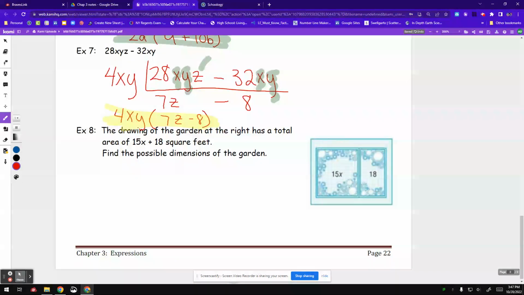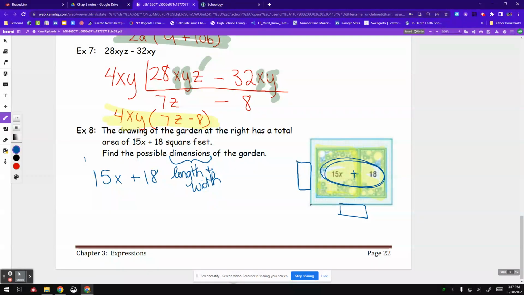So here's a drawing of a garden. It has a total area of 15x plus 18, because here's the 15x, and we put that together with the 18. So 15x plus 18 takes up all this space. It says find the possible dimensions. You have to know what dimensions mean. It means the length and the width. Because if I multiply the number on this side times the number on this side, I will get 15x plus 18. So guess what I need to do? I need to factor 15x plus 18.